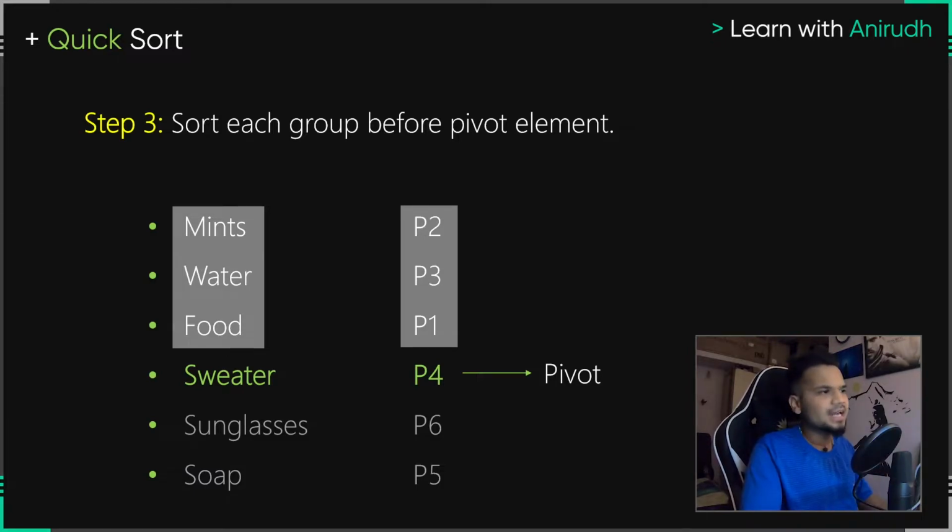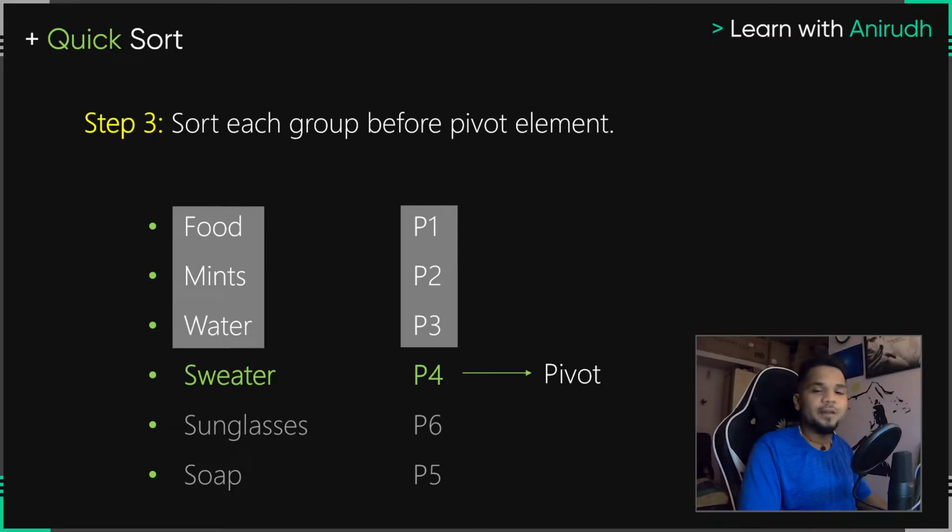You can see that mints, water and food have the priority 2, 3 and 1. Now you know that if we have to sort this in the correct order, the answer is going to be 1, 2 and 3, P1, P2 and P3. Correct? So all we're going to do is sort it in such a way that all the elements before the pivot element are sorted. Right now, take a look at it. Don't you think it is sorted 1, 2 and 3?